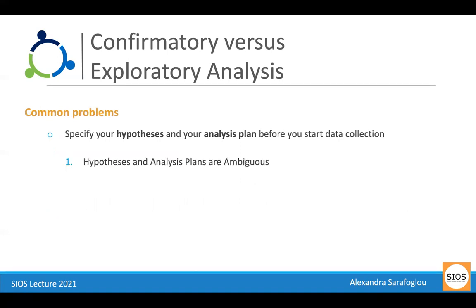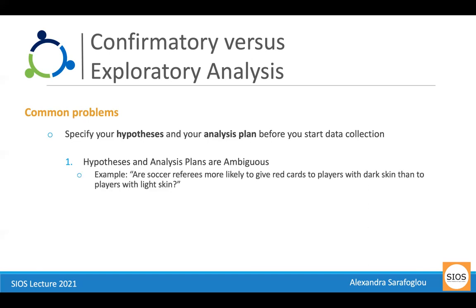All right, so as I said before, hypothesis and analysis plan are often ambiguous. And in order to illustrate what I mean, I have this really common many analyst example. So here the research question was, are soccer referees more likely to give red cards to players with dark skin than to players with light skin? So this is a kind of straightforward research question, I think.